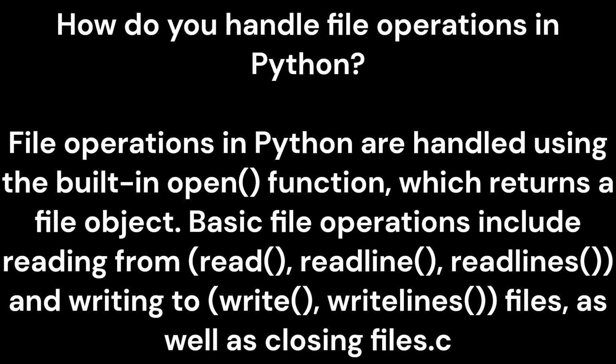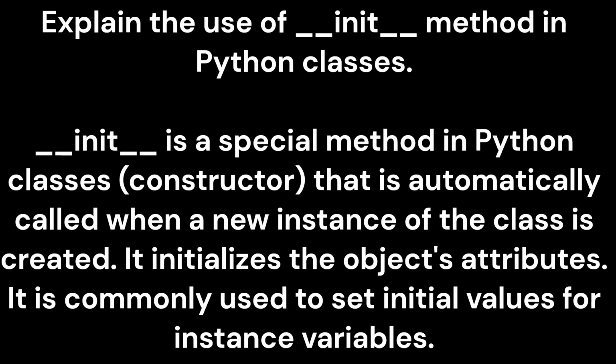File operations in Python are handled using the built-in open function, which returns a file object. Basic file operations include reading from (read, readlines) and writing to (write, writelines) files, as well as closing files (close). Explain the use of __init__ method in Python classes.